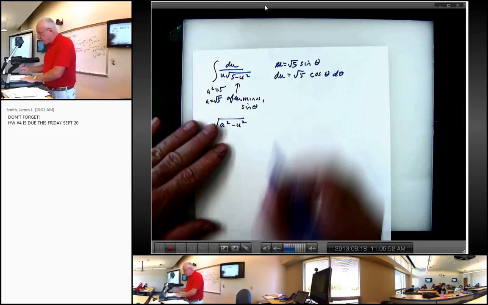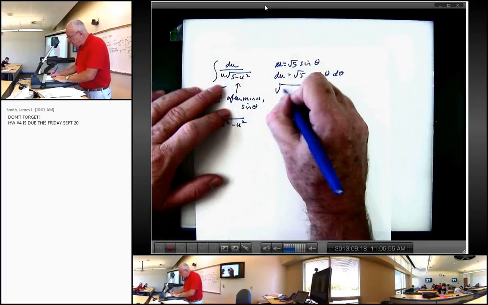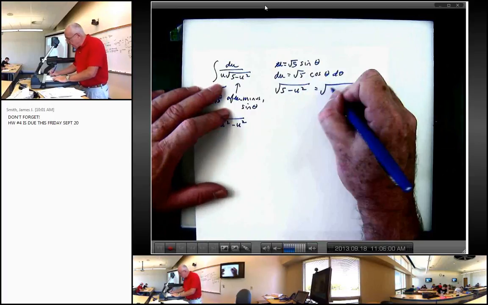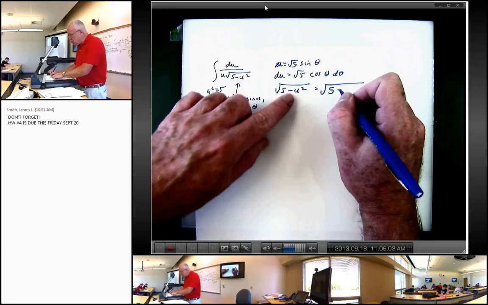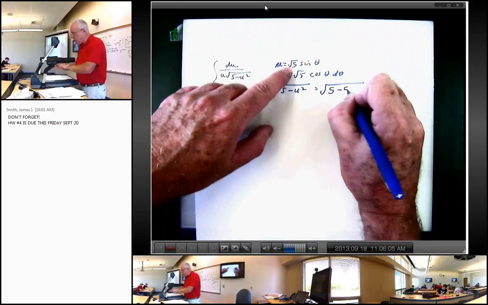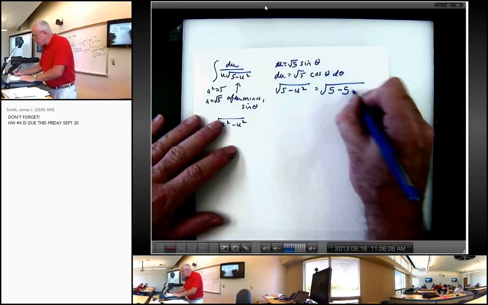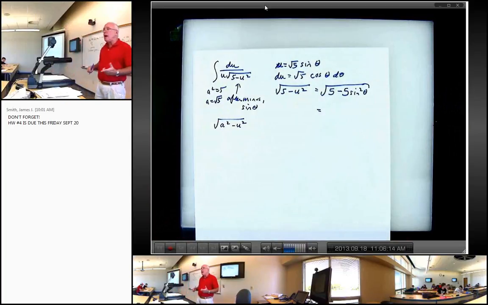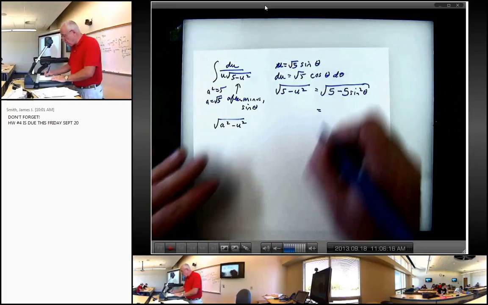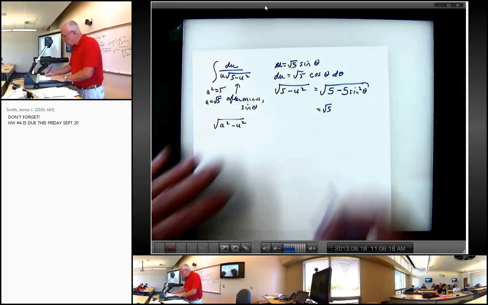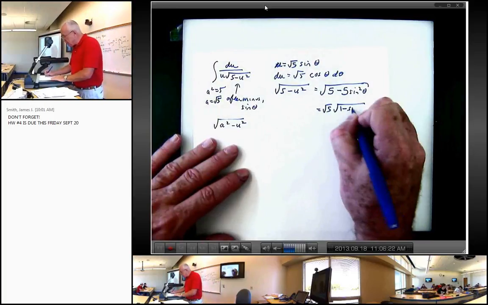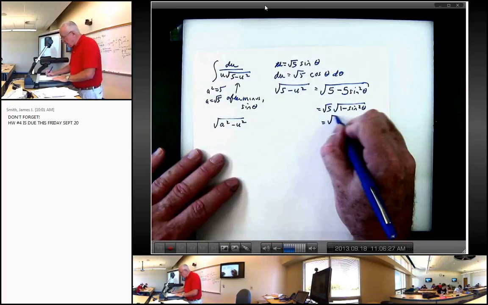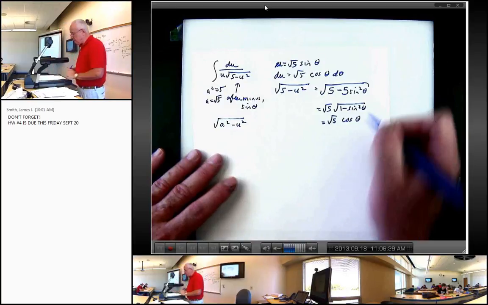And let's see. Our radical, the square root of 5 minus u squared, is going to be replaced by 5 minus u squared, which is the square root of 5 times the square root of 5, which is 5 sine squared of theta. And so I can take out a 5, but that means I have to put a square root of 5 in the front: square root of 5 times the square root of 1 minus the sine squared of theta. And of course, that's going to turn out to be the cosine. So square root of 5 times the cosine of theta.